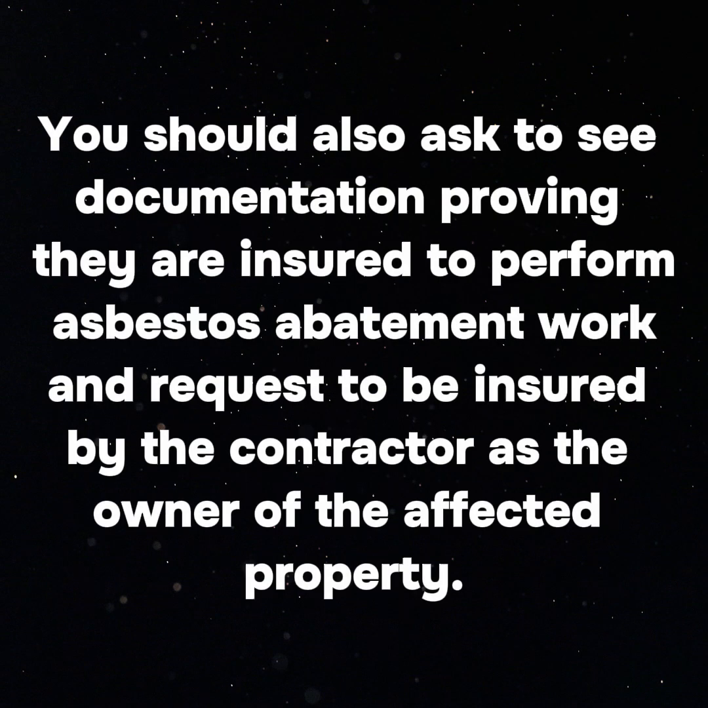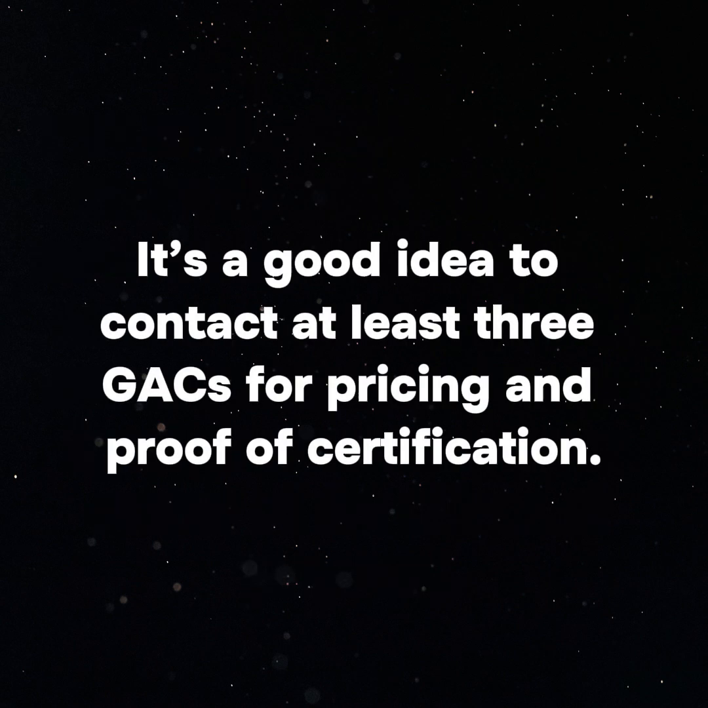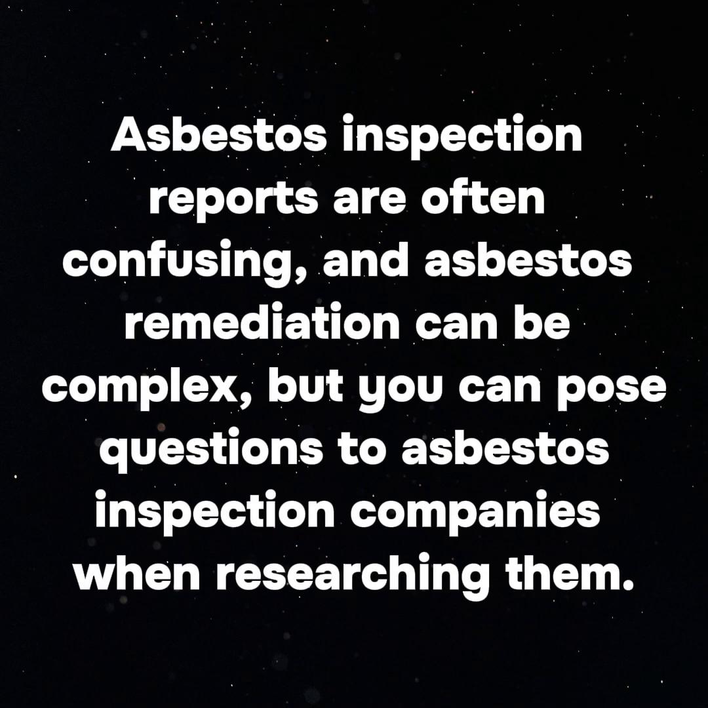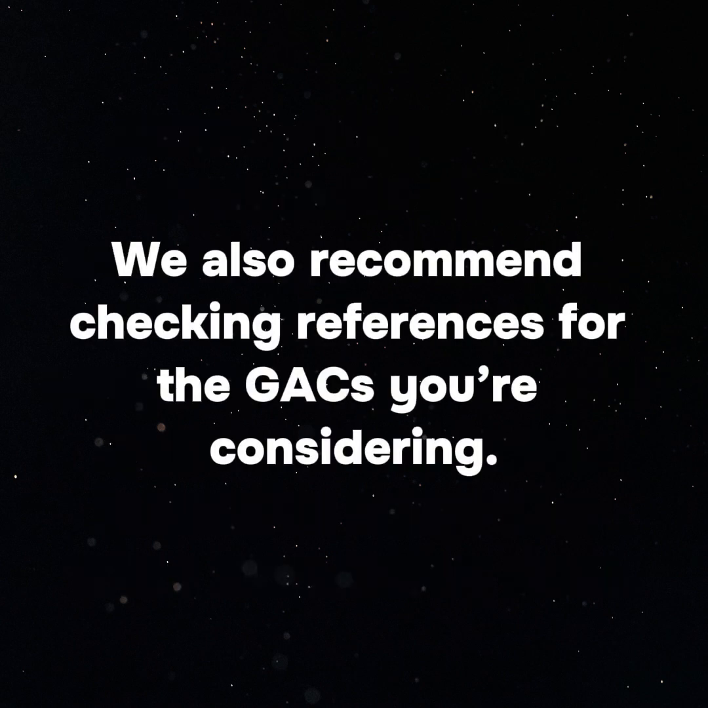The contractor should be able to provide the appropriate credentials for their company and employees. You should also ask to see documentation proving they are insured to perform asbestos abatement work and request to be insured by the contractor as the owner of the affected property. It's a good idea to contact at least 3 GACs for pricing and proof of certification. Asbestos inspection reports are often confusing, and asbestos remediation can be complex, but you can pose questions to asbestos inspection companies when researching them. We also recommend checking references for the GACs you're considering.